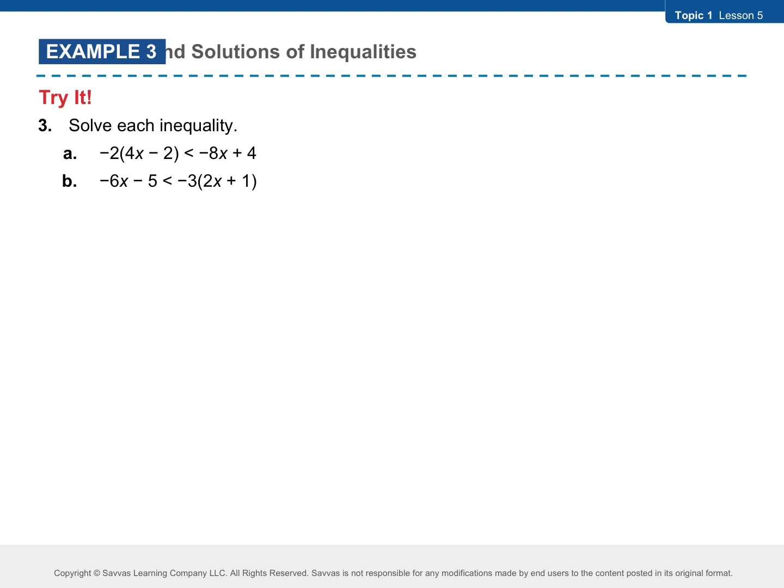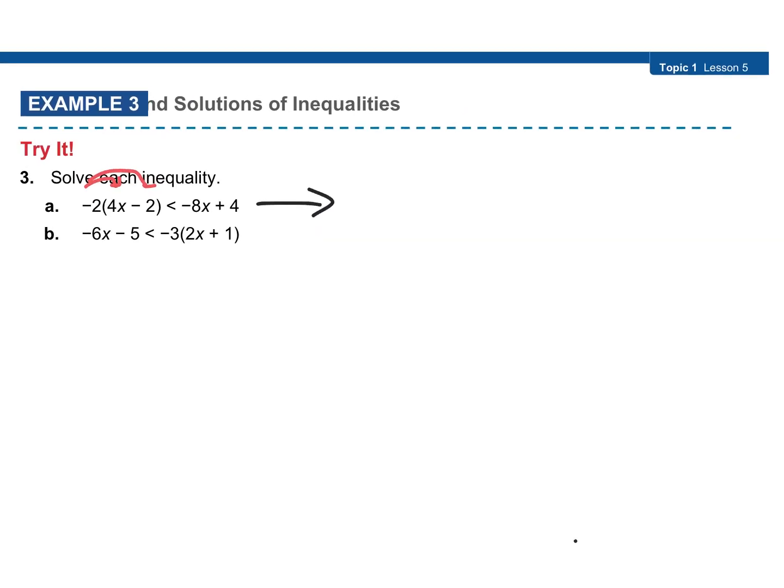Okay, so let's look at another one. Let's take A here. So again, I'm going to do distributive. I'm going to try to save some time here. So I've got negative 8x plus 4 is less than negative 8x plus 4. Okay, so this looks kind of unique.